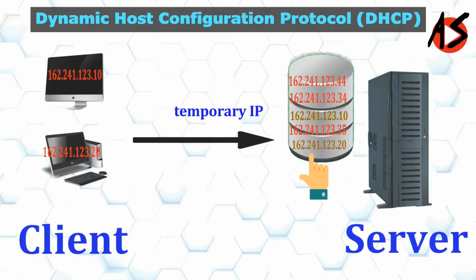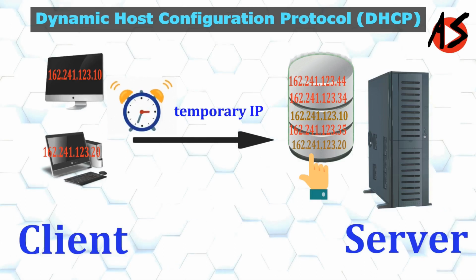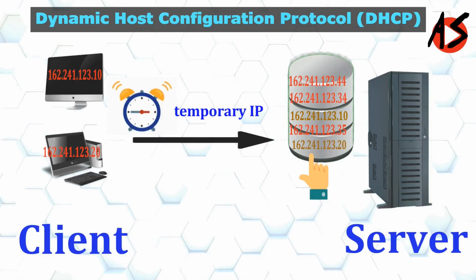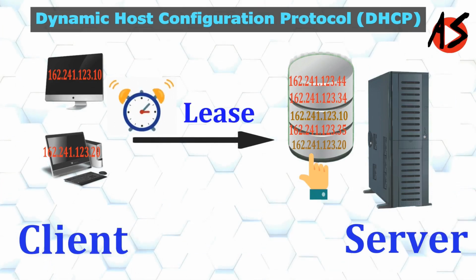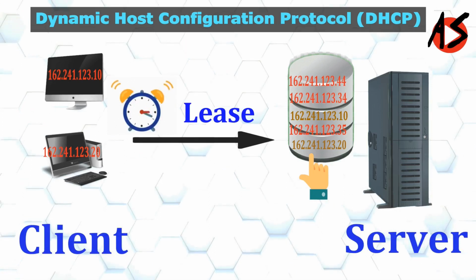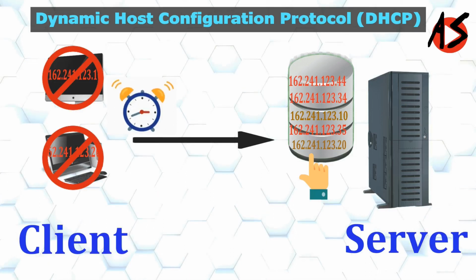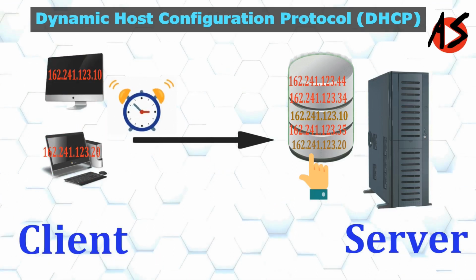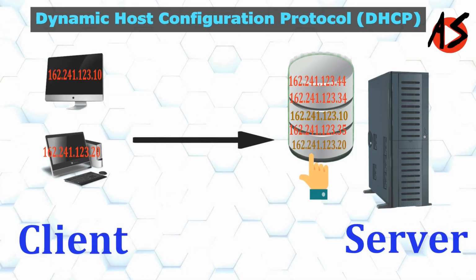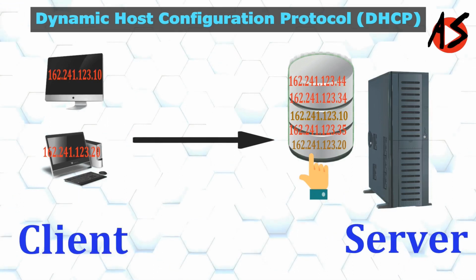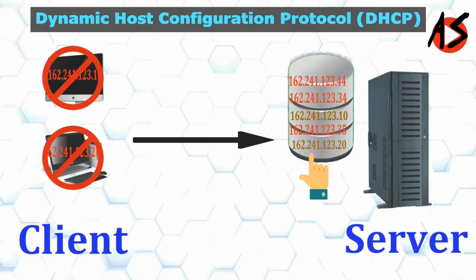DHCP provides temporary IP addresses for a limited period of time. The addresses assigned from the pool are temporary addresses. The DHCP server issues a lease for a specific period of time. When the lease expires, the client must either stop using the IP address or renew the lease. The server has a choice to agree or disagree with the renewal. If the server disagrees, the client stops using the address.